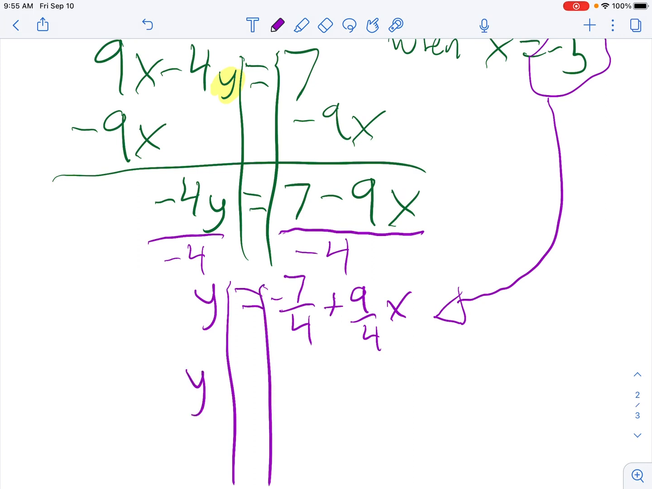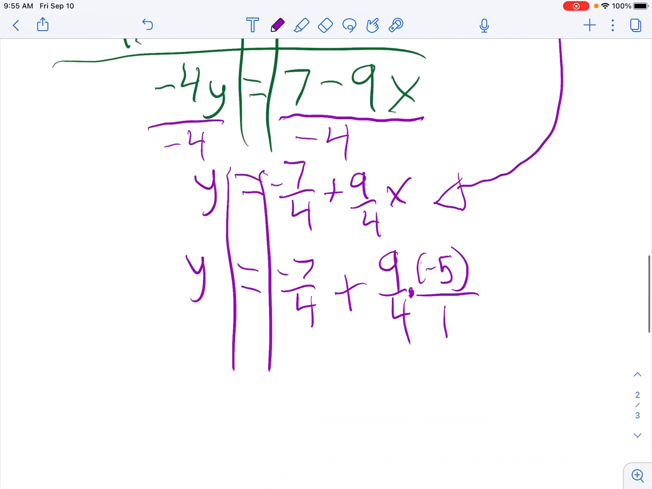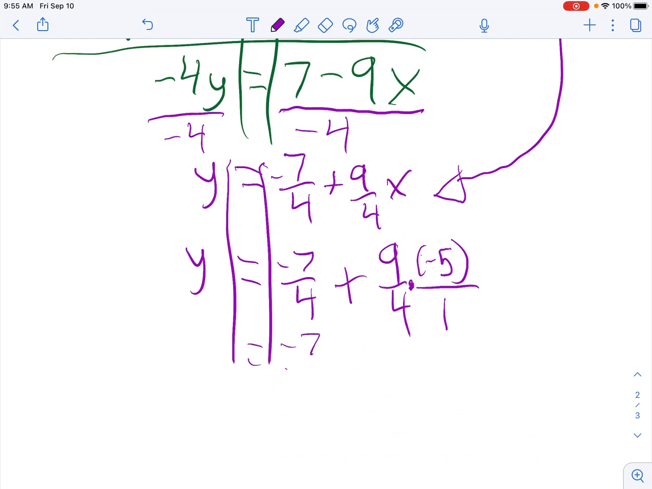Now, since I've solved for y, I can plug in my x value. Okay, I can plug in my x value and start answering this question. So negative 7 over 4 plus 9/4 times, again, this is negative 5 over 1. So let's kind of simplify this. 9 times negative 5 is negative 45, and 4 times 1 is 4.